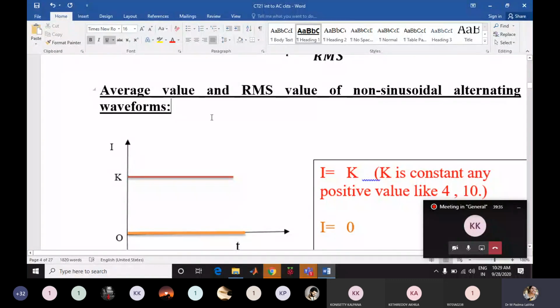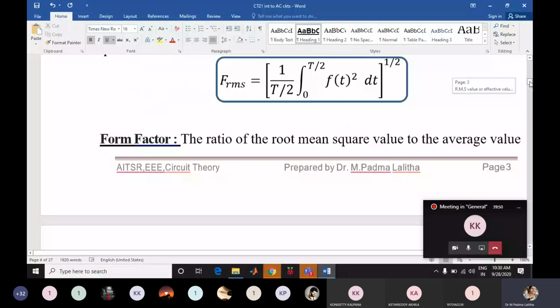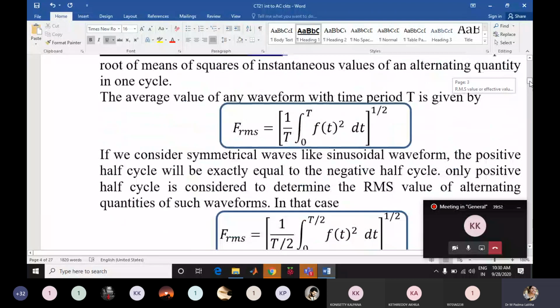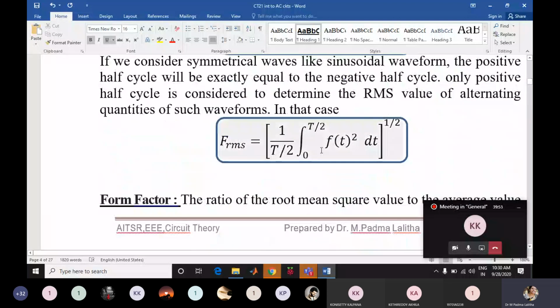So the waveform is given to us. We need to find the average and RMS value. To find the RMS value and average value, we already know the expressions. So these are the expressions. If you know the expression for f of t, then only you can calculate the average value and RMS value.